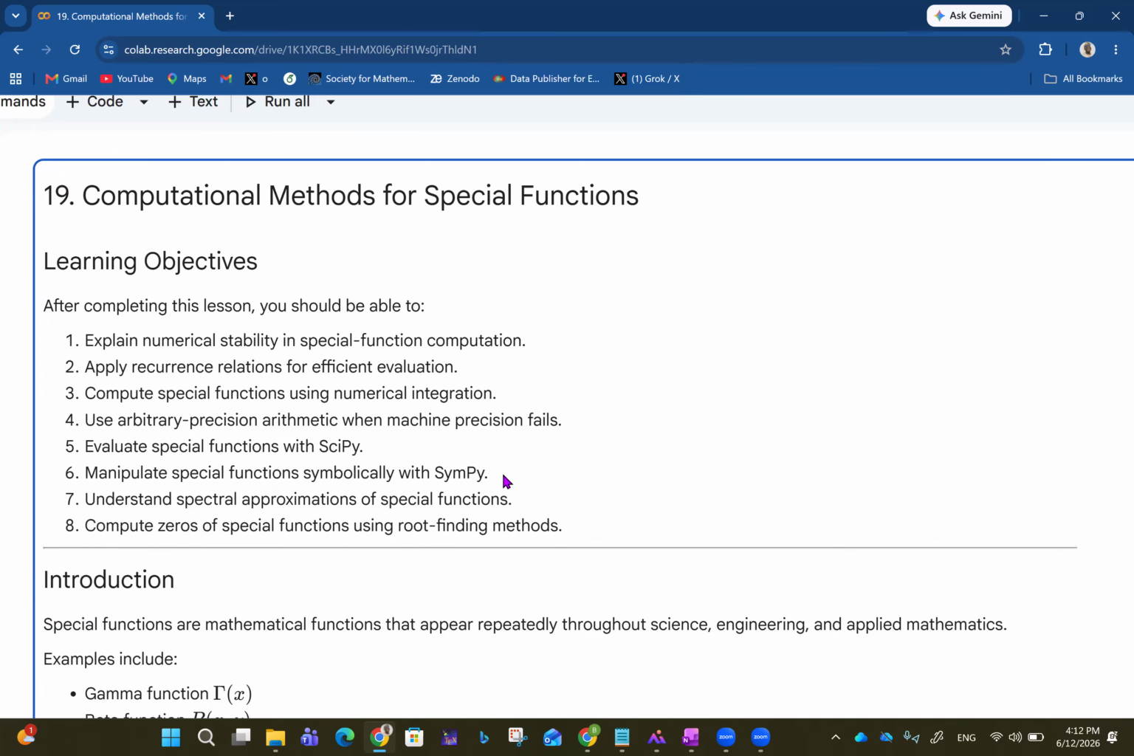Thankfully, I got inspiration to do this playlist on special functions when I stumbled on the SciPy.special module in SciPy. SciPy is scientific Python, right? So there's this module that is just for computing special functions. It was from there I got the idea to do this playlist on special functions beyond the computation. Then I should do that mathematically, like what we've been doing all along on this playlist. Then compute zeros of special functions using root finding. Okay, understand spectral approximations of special functions, and of course compute zeros of special functions using root finding methods.